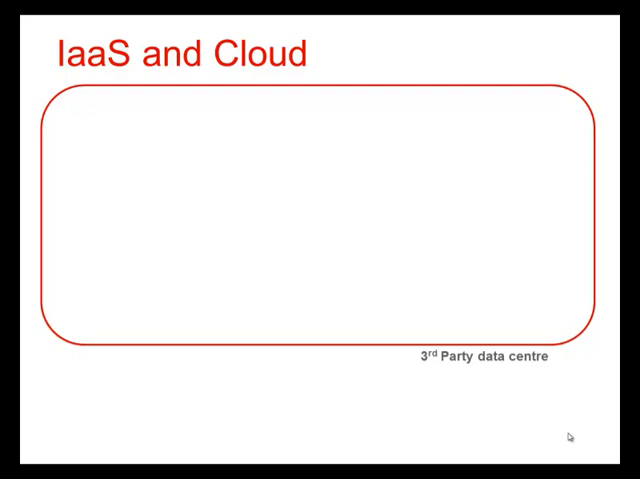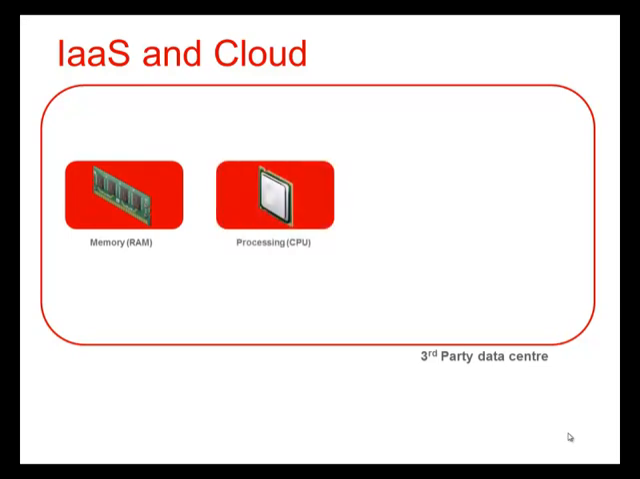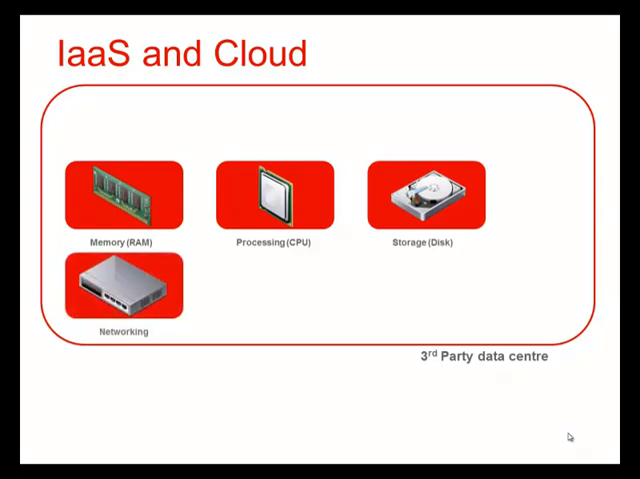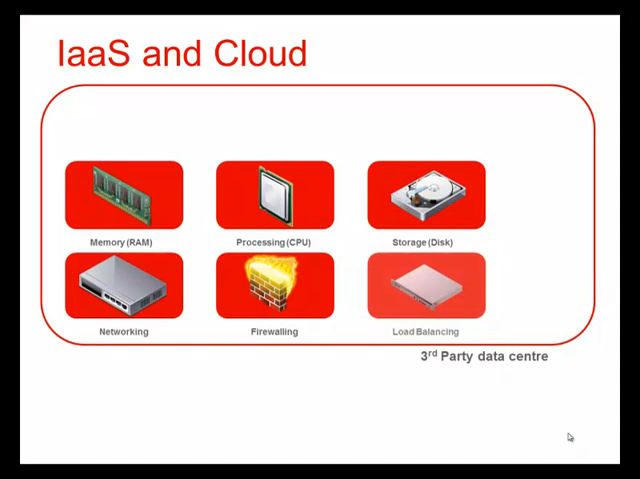As part of that definition, infrastructure as a service generally needs to be based in a third-party data center, and it will include the ability to consume memory, RAM, processing units, CPU, storage, hard disk space as some people call it, networking, the ability to network to this thing, the ability to have it firewalled and protected from a network security point of view, and the ability to load balance, to spread the load across many machines.